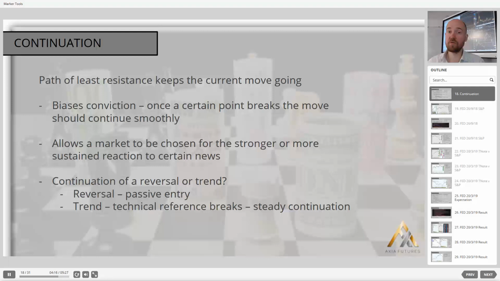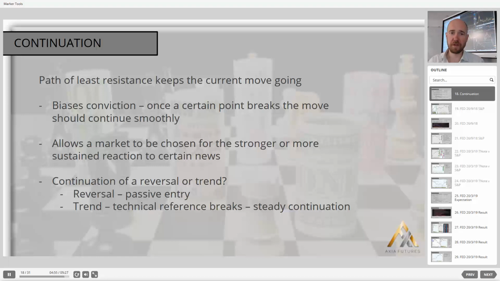If you're looking for a trend continuation type move, then it starts to give you a slightly different trade style or execution strategy. If you're looking for a trend continuation, then this is where you're going for more of a break of a certain technical reference. This should then open up a much freer, much steadier continuation type move, which means that the onus then goes on to a slightly more breakout style trade, where you need to get in, position yourself, and then try and maintain that position for a larger and more steady move.